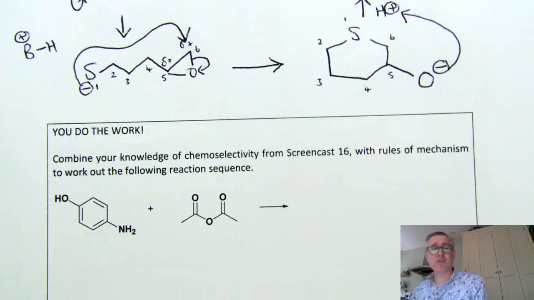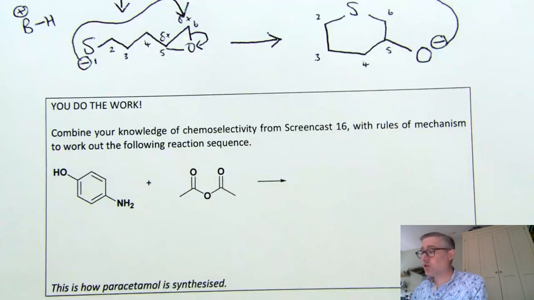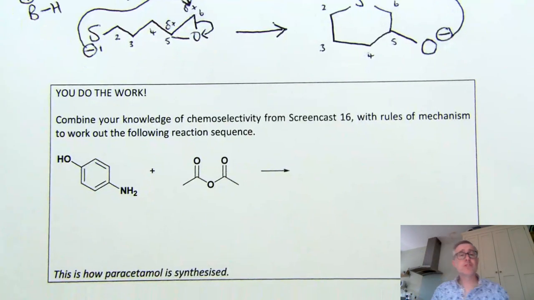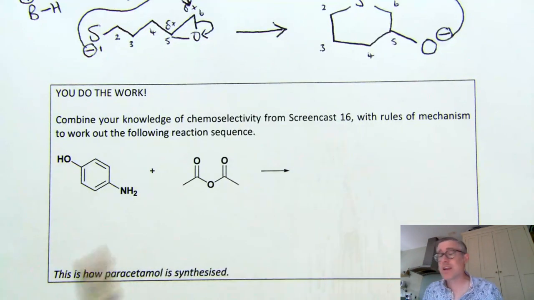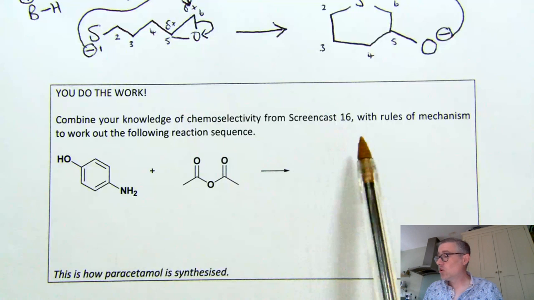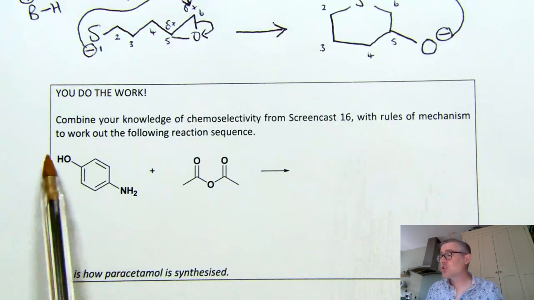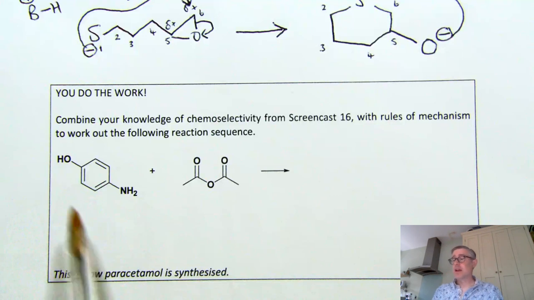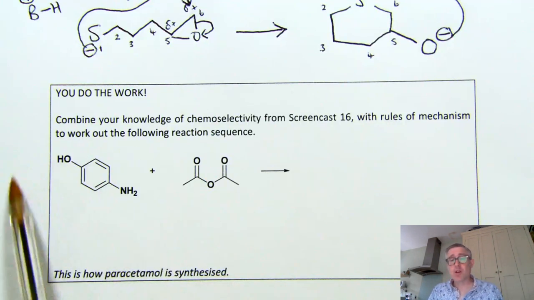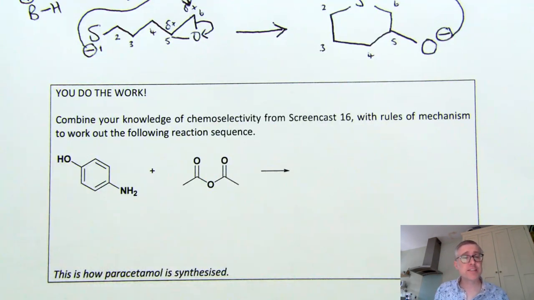The last part of this screencast is some you do the work. What I want you to do is combine your knowledge of chemoselectivity from screencast 16 with rules of mechanism to work out the following reaction sequence. And you'll notice this molecule here is one of the ones we considered in screencast 16 when we were thinking which is the more reactive part of the molecule.